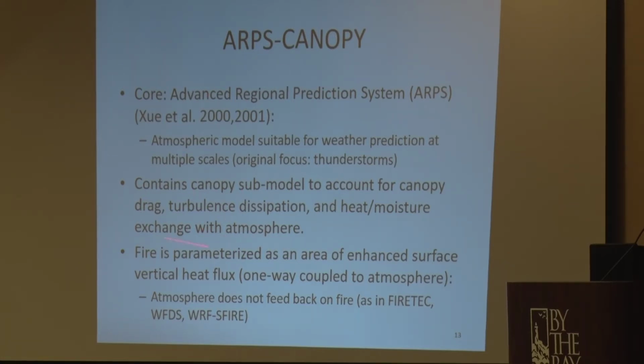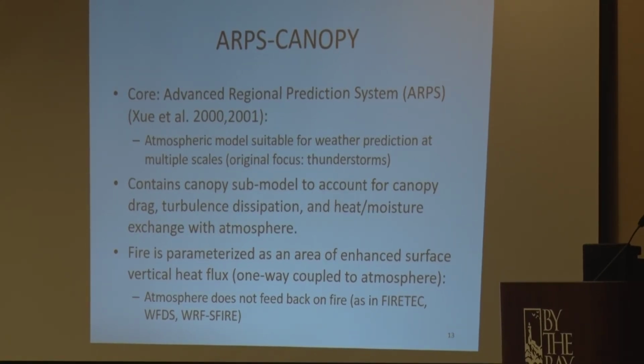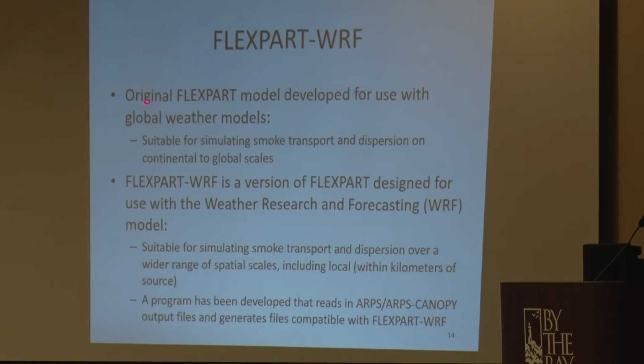That's really the advantage of ARPS canopy, and it was used in this study because with these low-intensity fires, smoke tends to linger in the vicinity of the burn, tends to linger within the forest canopy, and what's going on with turbulence, with the wind field inside the canopy is of paramount interest. And the fire here in this model was parameterized as an area of vertical heat flux. It's not like FIRETEC, WFDS, or WRF-SFIRE, if you're familiar with those models. You're just basically representing the fire as a heat source that perturbs the overlying atmosphere, but it doesn't feed back on the fire itself.